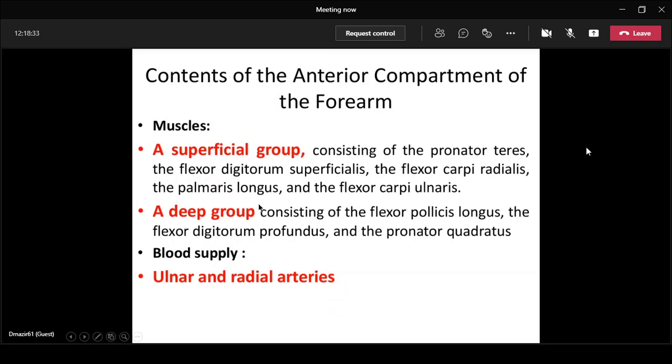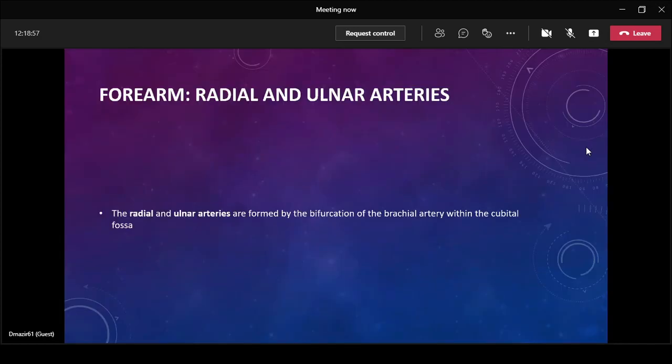Now, which muscles come in the deep group? Flexor pollicis longus, flexor digitorum profundus, pronator quadratus. These are the muscles of the deep group, the superficial and deep group. And the vessels are the ulnar and radial arteries, which are terminal branches of the brachial artery at the bifurcation of the brachial artery in the cubital fossa.